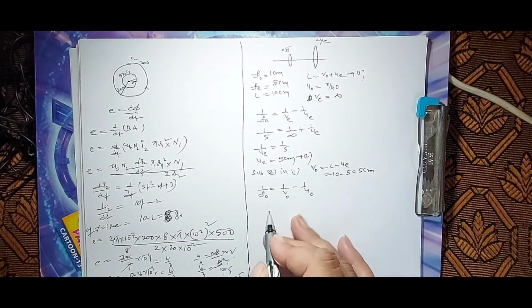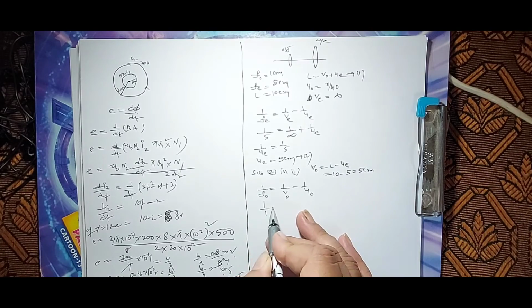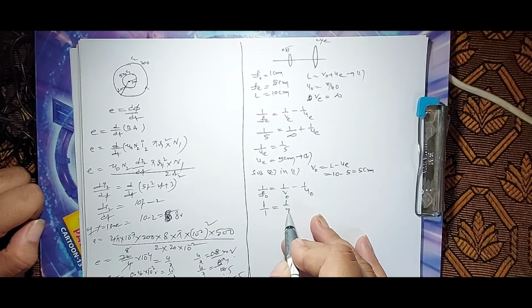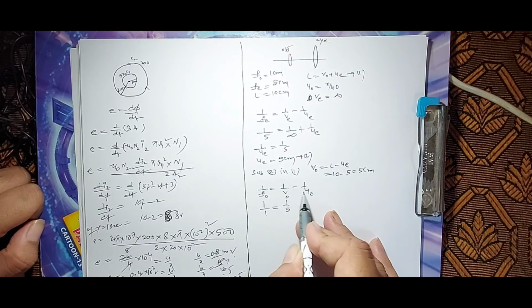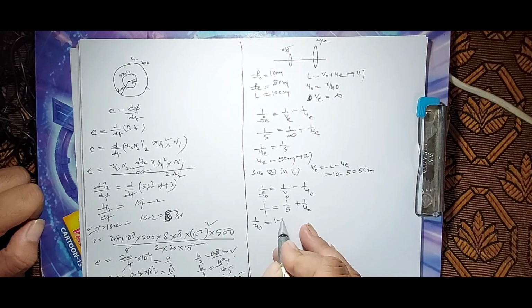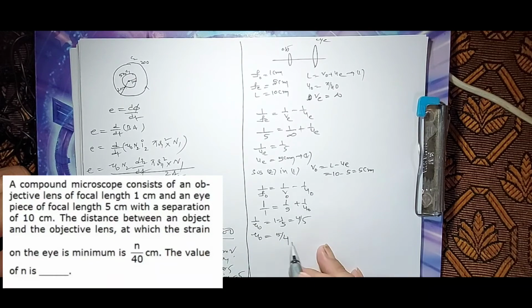So, 1 by F naught what they given? 1 by 1 is equal to 1 by V naught, 1 by 5. According to sign convention this becomes plus 1 by U naught. So, 1 by U naught is equal to 1 minus 1 by 5, that is equal to 4 by 5. So, U naught is equal to how much? 5 by 4. So, according to problem what they given? U naught is equal to N by 40.